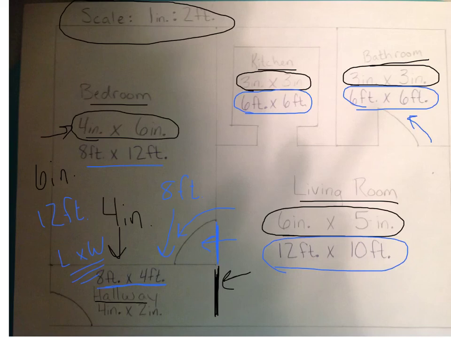Now, you yourself can go way further than this. You can have more bathrooms, more bedrooms, a bigger living room, a bigger kitchen, more hallways. That is up to you. But you just need to make sure that everything is drawn to scale. Everything has to be drawn the correct way. And you want to make sure that everything is nice and neat.